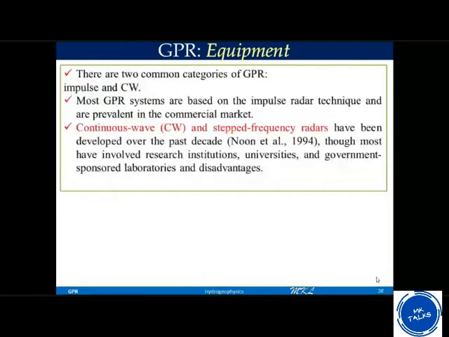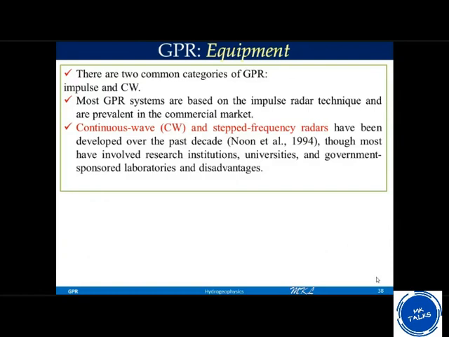So there are two main categories of GPR, as I was mentioning, impulse and continuous wave. Most of the GPR systems you will find commercially available, from the companies I have shown you, are basically impulse radar systems. Continuous wave stepped frequency radars have been developed over the past decade, after 1994, though most of them are basically for research purposes. For commercial use, we generally use the impulse radar.